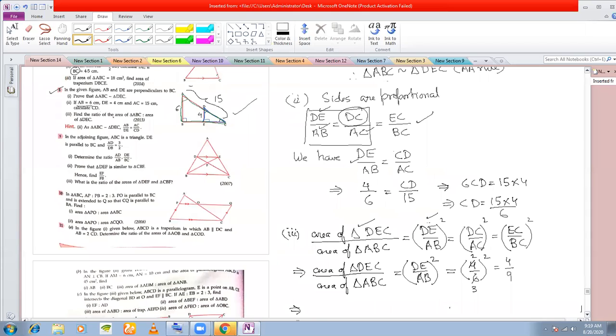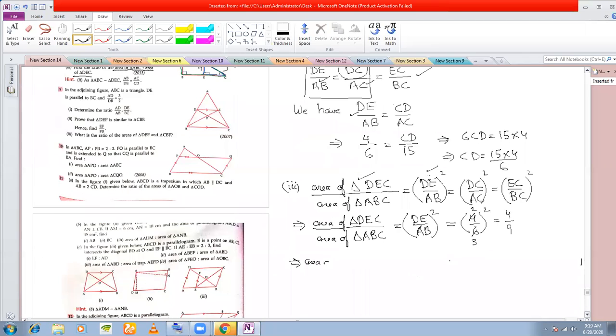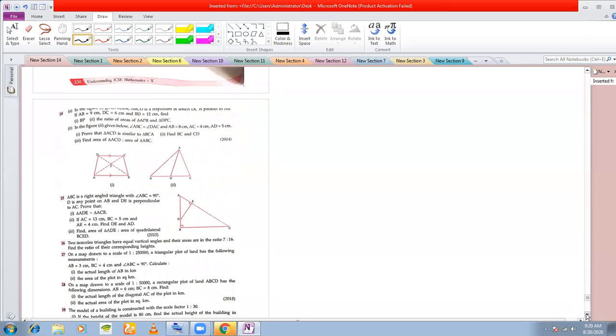But what have they asked? They have asked area of ABC is to DEC. That means just the inverse ratio. So I'll take area of triangle ABC is to area of triangle DEC is equal to 9:4. Okay, so this is done. Any questions here? No questions? No, sir.